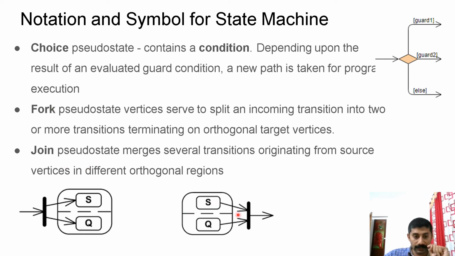From two regions, join pseudostate merges several transitions originating from source vertices in different orthogonal regions. Meaning the source vertices are from different regions and they are actually getting merged. That is the concept of join.